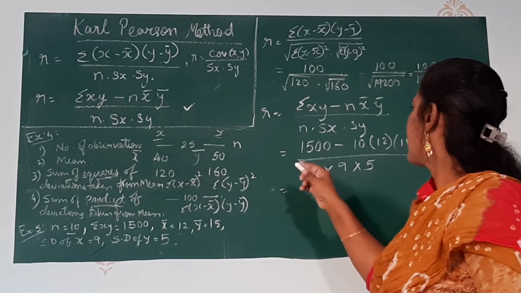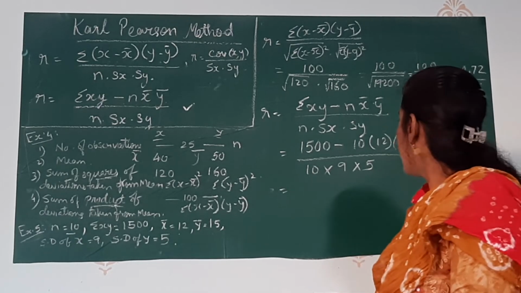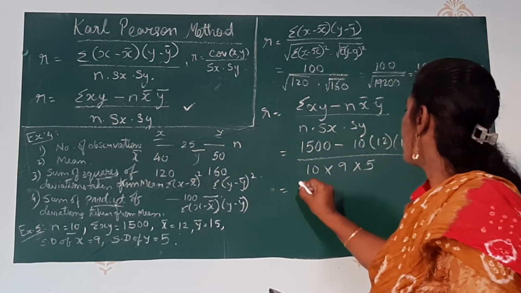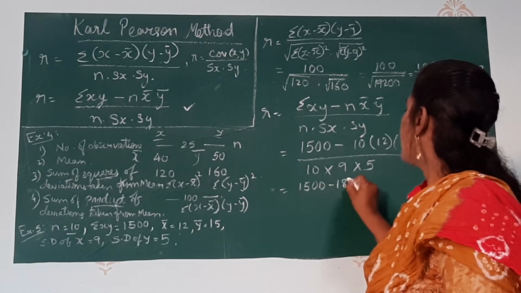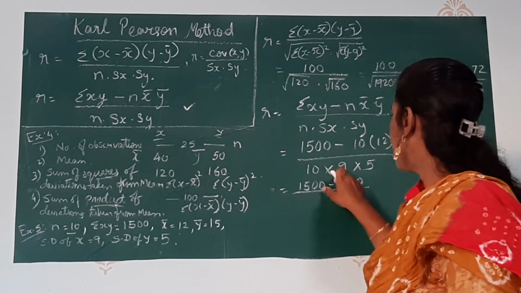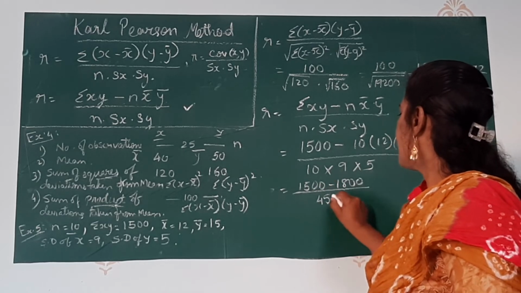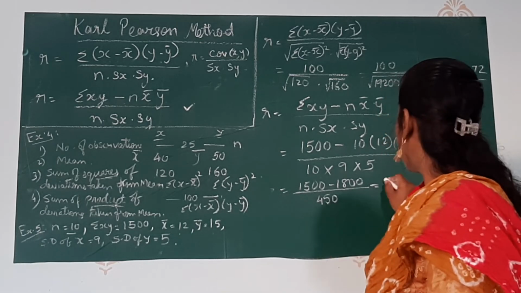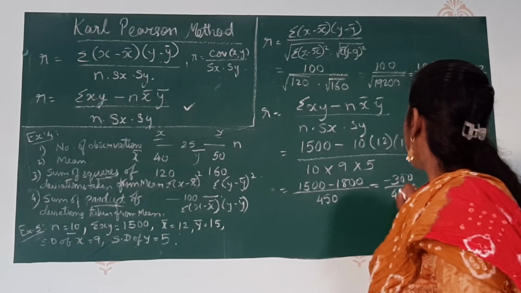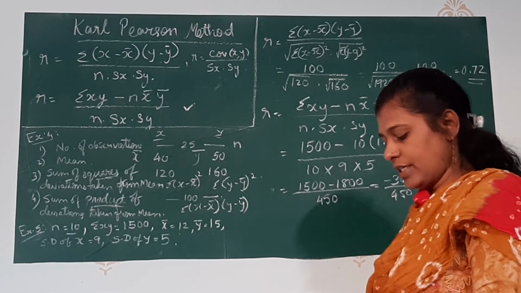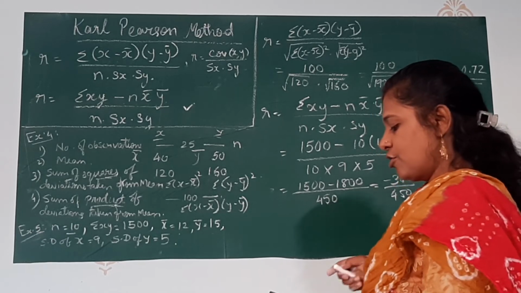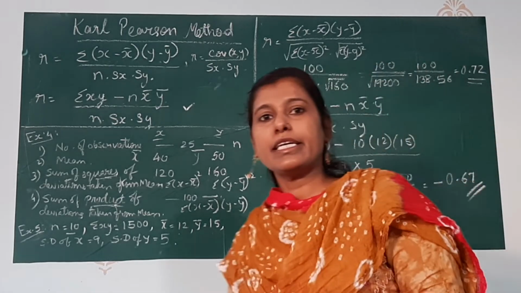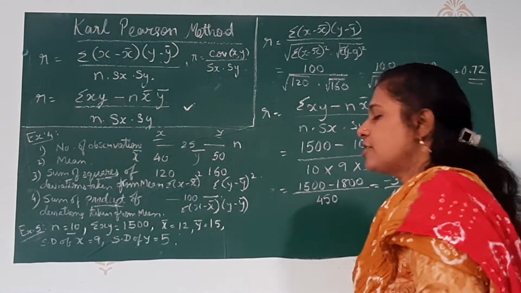First we get 12 into 15 into 10, so we will get 1800. So 1500 minus 1800 upon 9 fives are 45 into 10, 450. Next, 1500 minus 1800 is minus 300 upon 450, that is negative, divided by 450 we get 0.6666, so we write 0.67. So this is again negative correlation, minus 0.67.